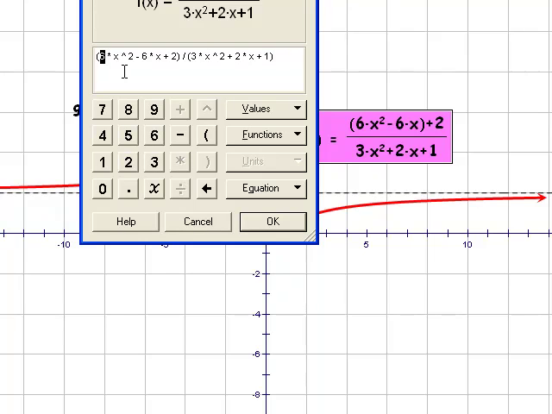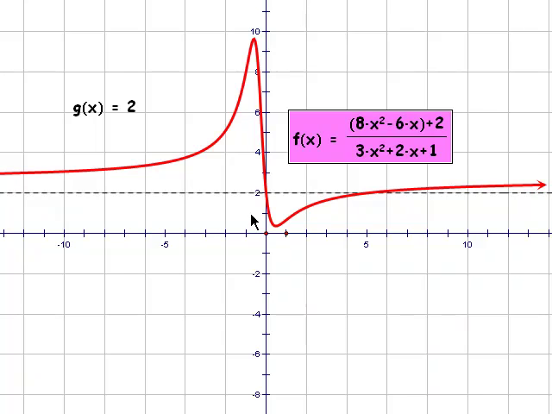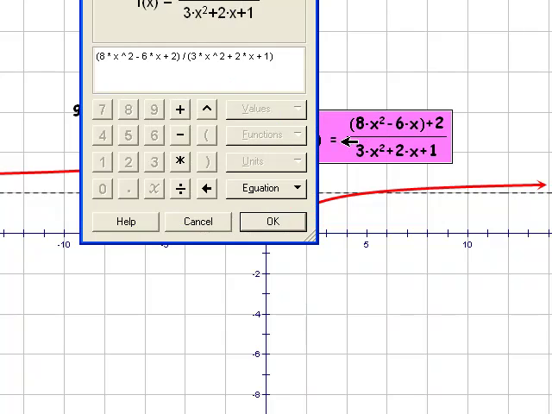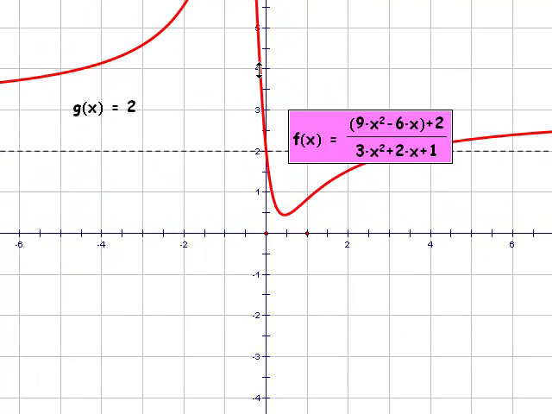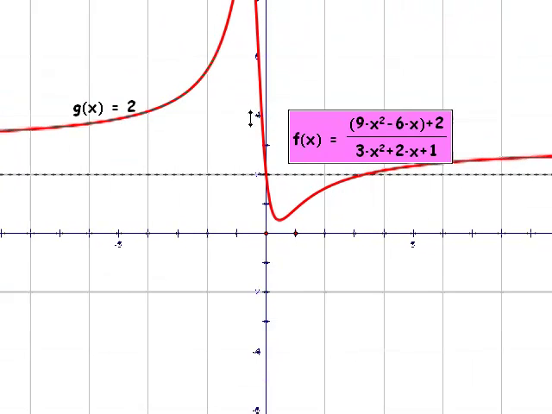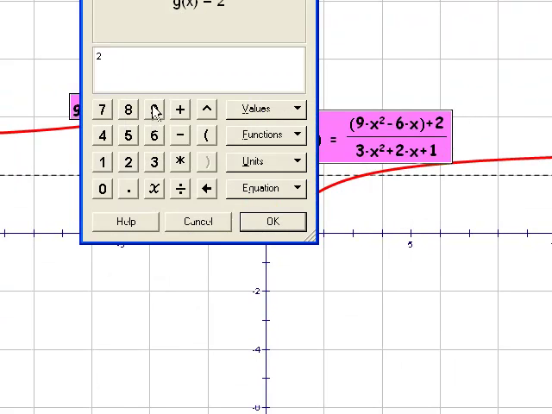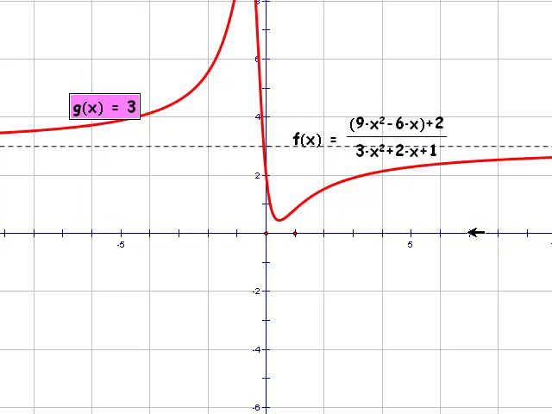Okay, I'm going to edit this one a bit. I'm going to change this 6 to an 8, and I'm going to see what happens to my asymptote. And so right now I can see that changing the 6 to an 8's moved it up a bit. I'm going to see what happens if I change it to a 9. And it looks like that horizontal asymptote has changed to the line 3. There we go. Sure enough, it has.